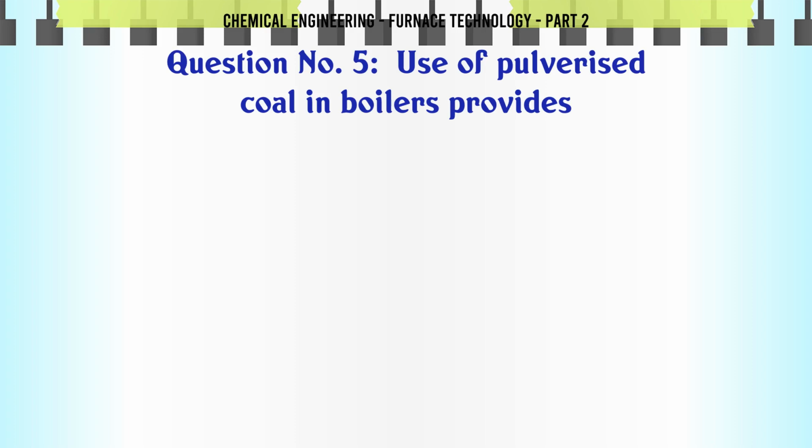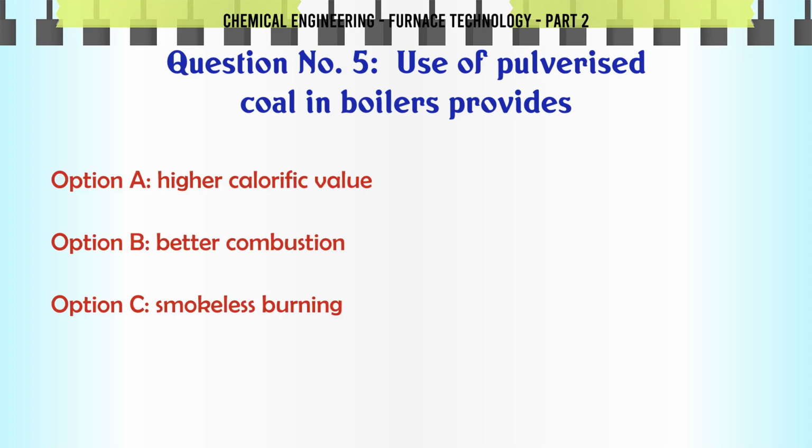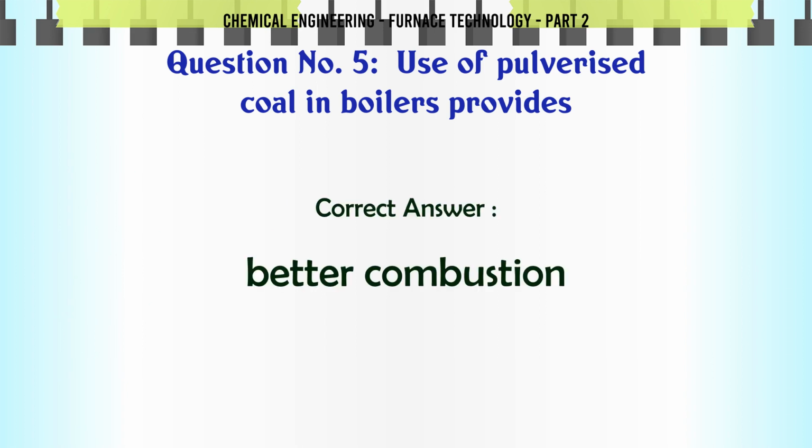Use of pulverized coal in boilers provides A. Higher calorific value. B. Better combustion. C. Smokeless burning. D. Less erosion on furnace wall. The correct answer is better combustion.